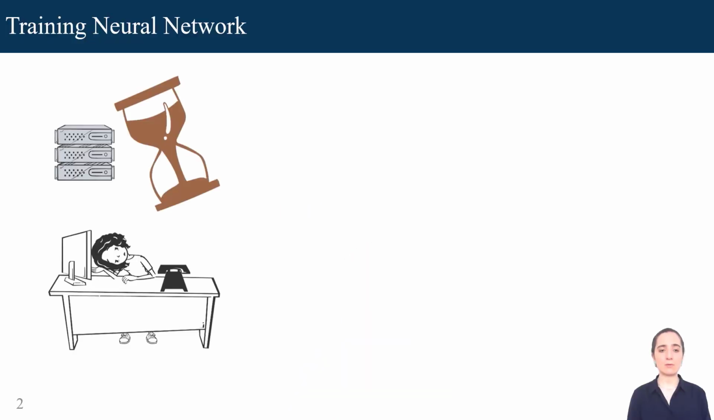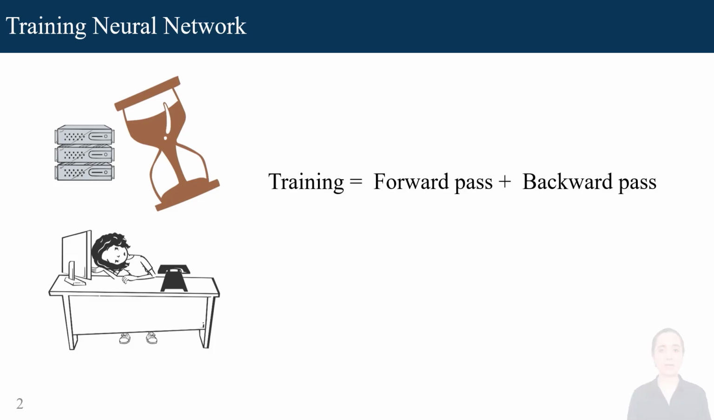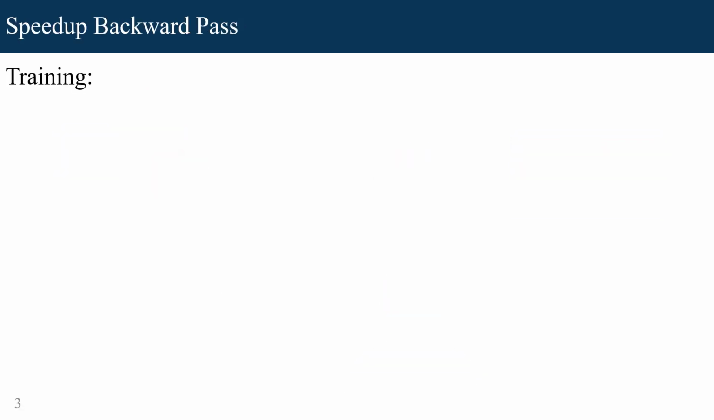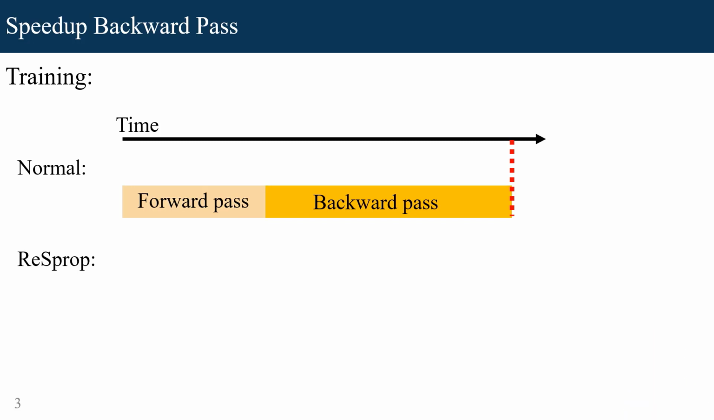Training deep neural networks is time-consuming. Training includes forward and backward pass, and backward pass takes 70% of training time. In this study, we focus on accelerating backward pass to have a faster training. Assume a normal training with forward and backward pass. In ReSprop, we make the backward pass about 10 times faster and we reduce the training time considerably.